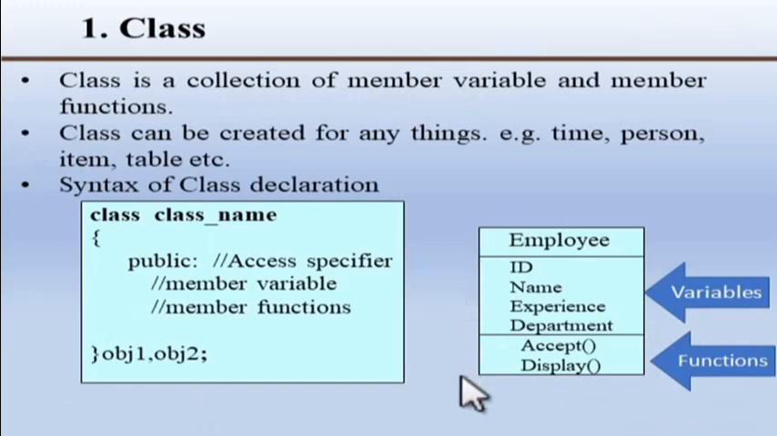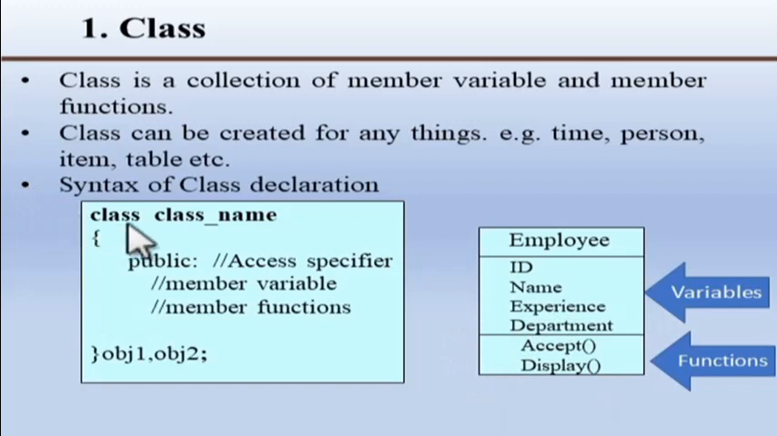You can see here, this is the diagrammatical representation of class. Here class name is employee and the member variables of class are id, name, experience, department, and member functions are accept and display. That's why we say that class is a collection of member variables and member functions, all are tied together. Syntax of class declaration.